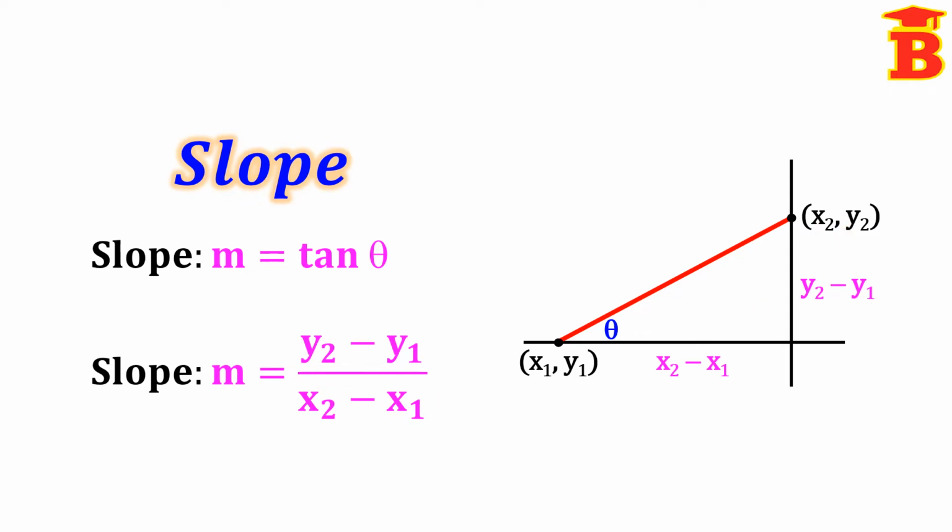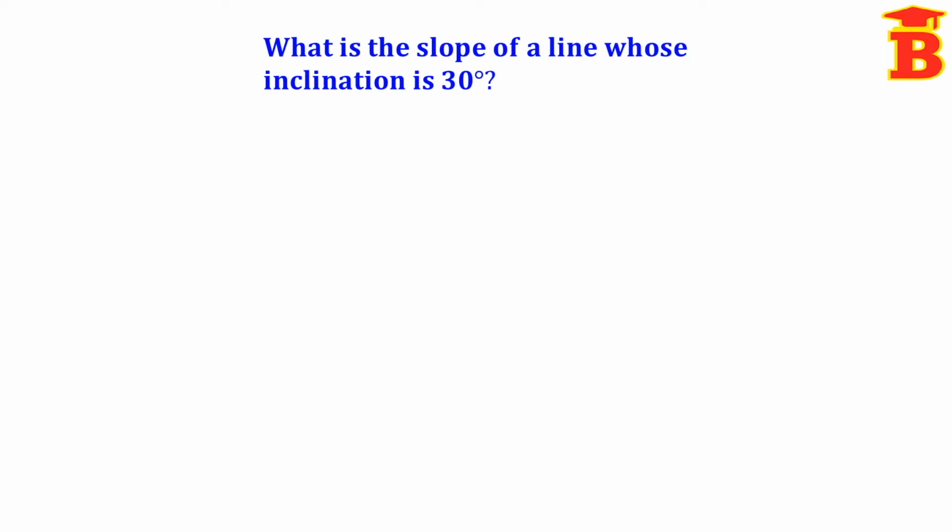So if theta is given, use the first formula. If the points are given, then use the second formula. Now let us see the problems. What is the slope of a line whose inclination is 30 degree? So here given the inclination, that means angle theta equal to 30 degree.